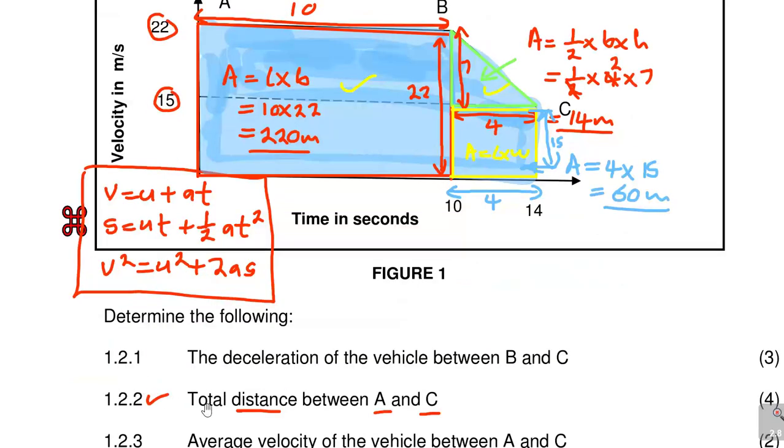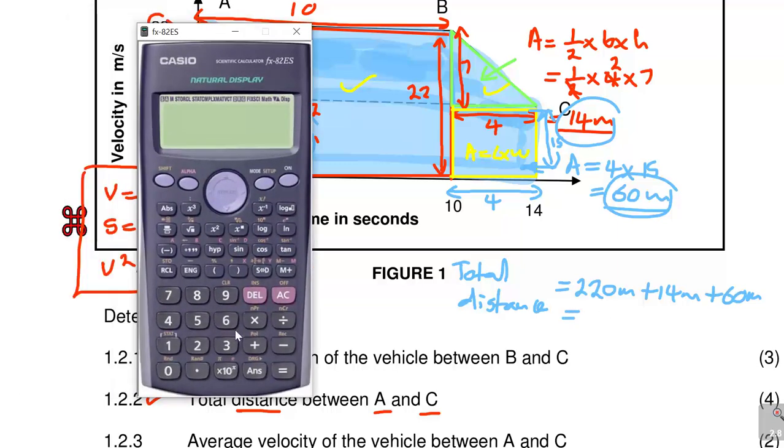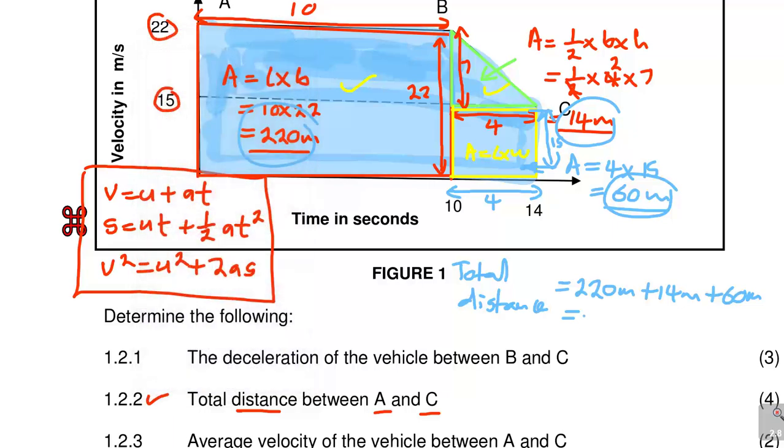So the question was find the total distance between A and C. So now we are going to say total distance, and then what you need to do is to add that part, which is 220 meters, plus that part, which is 14 meters, plus this part, which is 60 meters. So that is the total distance between A and C. So you've got 220 plus 14 plus 60, and then you get 294.